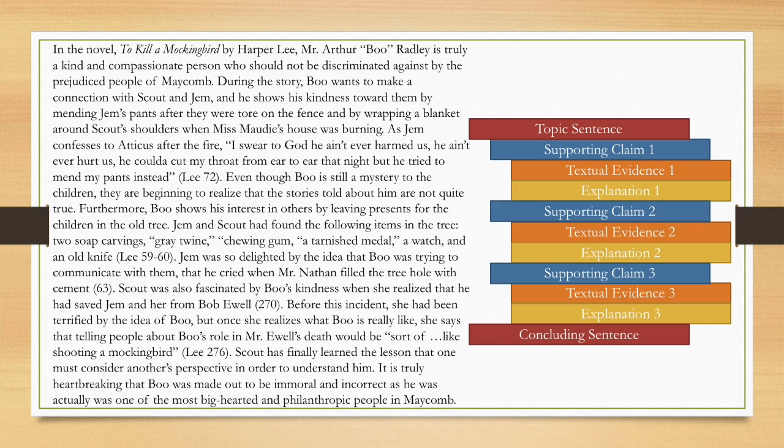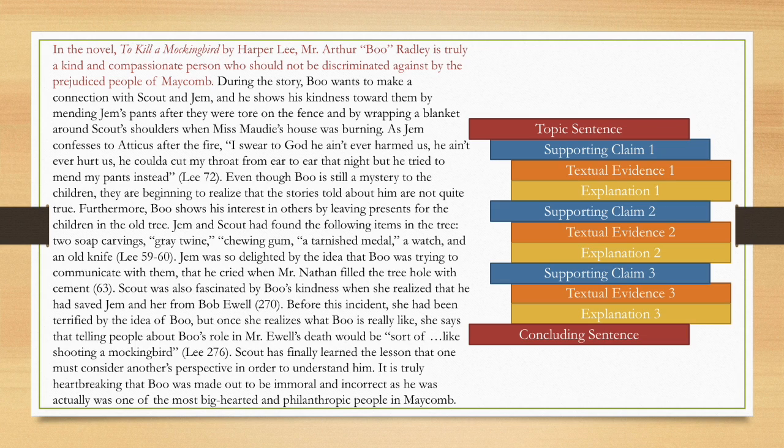So let's take a look at this sample paragraph. And as we read it, we're going to identify the purpose of each sentence. So in the novel To Kill a Mockingbird by Harper Lee, Mr. Arthur Boo Radley is a truly kind and compassionate person who should not be discriminated against by the prejudiced people of Maycomb. So that is our topic sentence. It introduces our claim, which is that this character is actually a nice person and that he shouldn't be discriminated against. So let's keep reading.